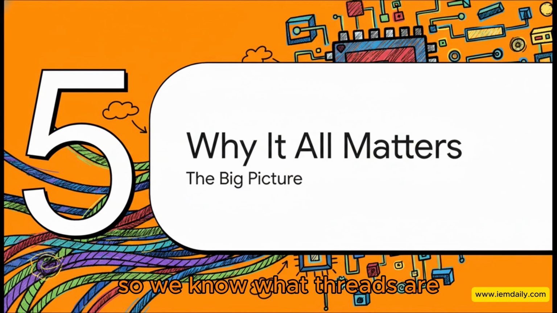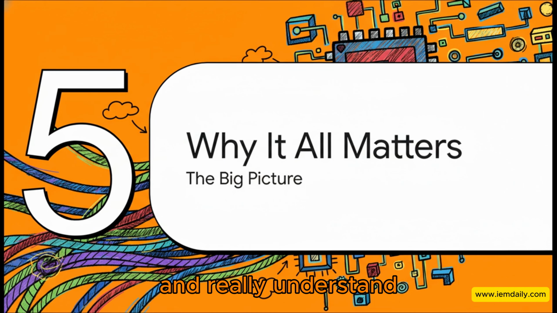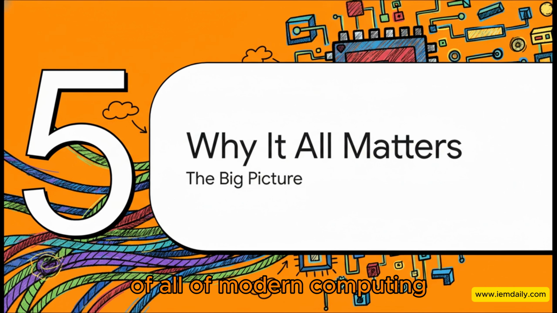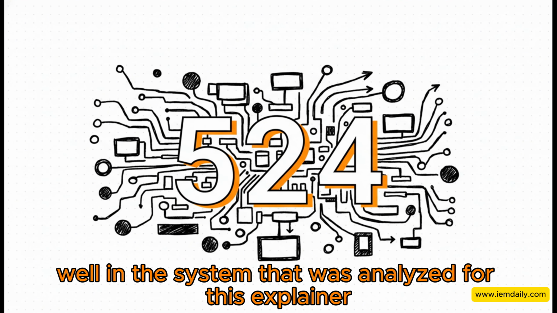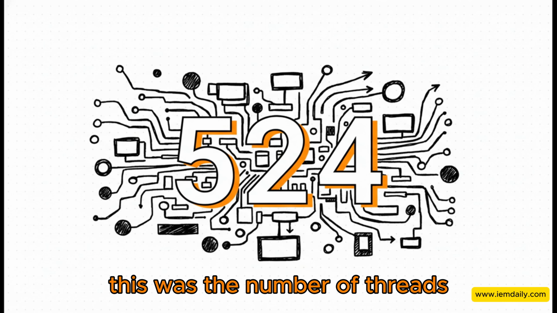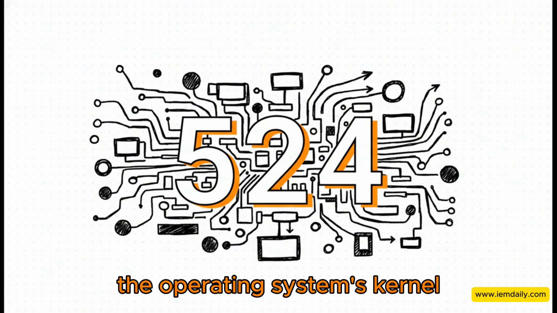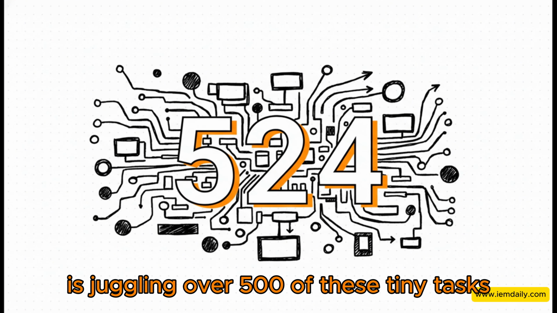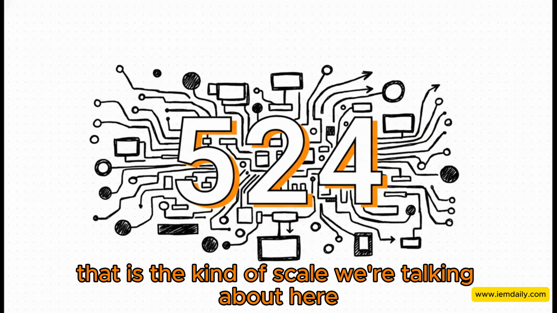So we know what threads are, we know how they work, but let's zoom out to the big picture and really understand why this idea is one of the absolute pillars of all of modern computing. What is this number? 524. Pretty random, right? Well, in the system that was analyzed for this explainer, this was the number of threads being run by just one core process, the operating system's kernel. The very heart of your computer is juggling over 500 of these tiny tasks just to keep things running. That is the kind of scale we're talking about here.